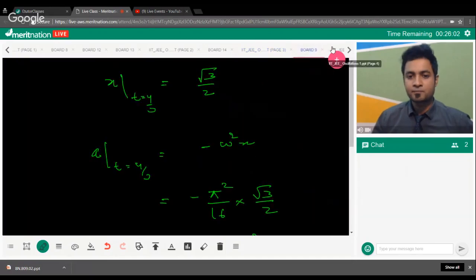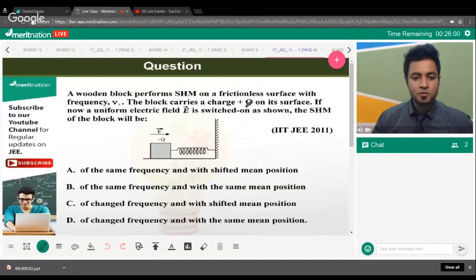fine. So I'm going to take up a last question here. See, I have a wooden block performing SHM on a frictionless surface with a frequency nu naught. The block carries a charge of Q on its surface. If now a uniform electric field is switched on, the SHM of the block will be: same frequency with the shifted mean position, same frequency with the same mean position, changed frequency with the shifted mean position, or changed frequency with the same mean position.